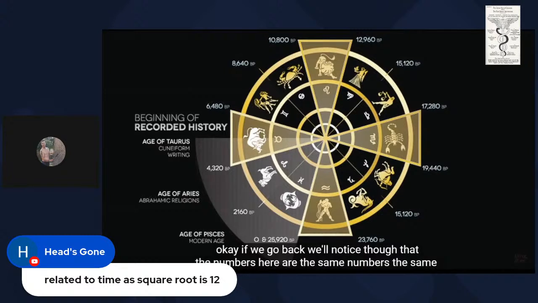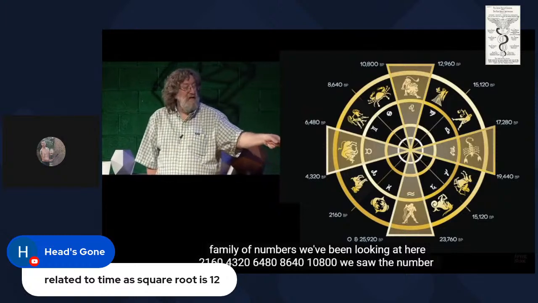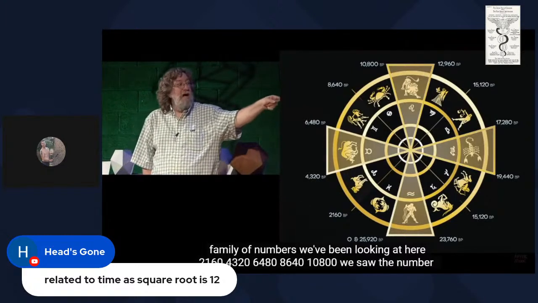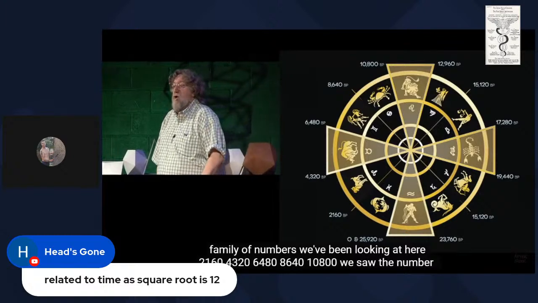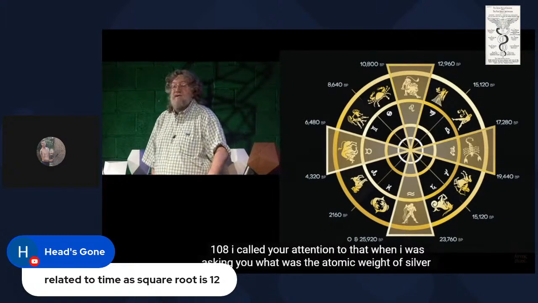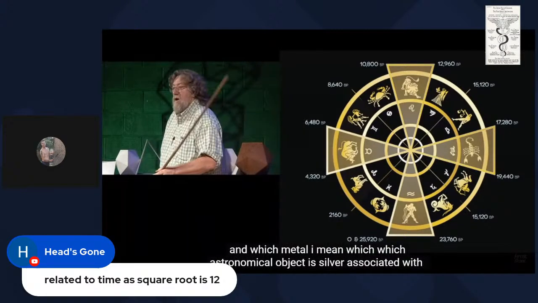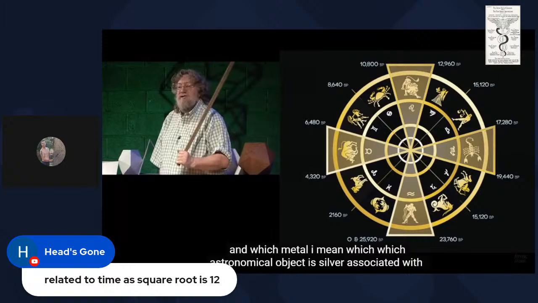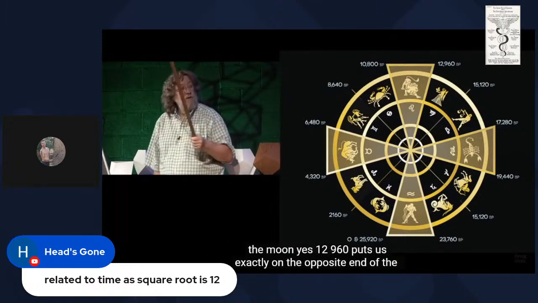Okay, if we go back, we'll notice though that the numbers here are the same numbers, the same family of numbers we've been looking at here. 2160, 4320, 6480, 8640, 10,800. We saw the number 108. I called your attention to that when I was asking you what was the atomic weight of silver and which metal, I mean, which astronomical object is silver associated with? The moon, yes.